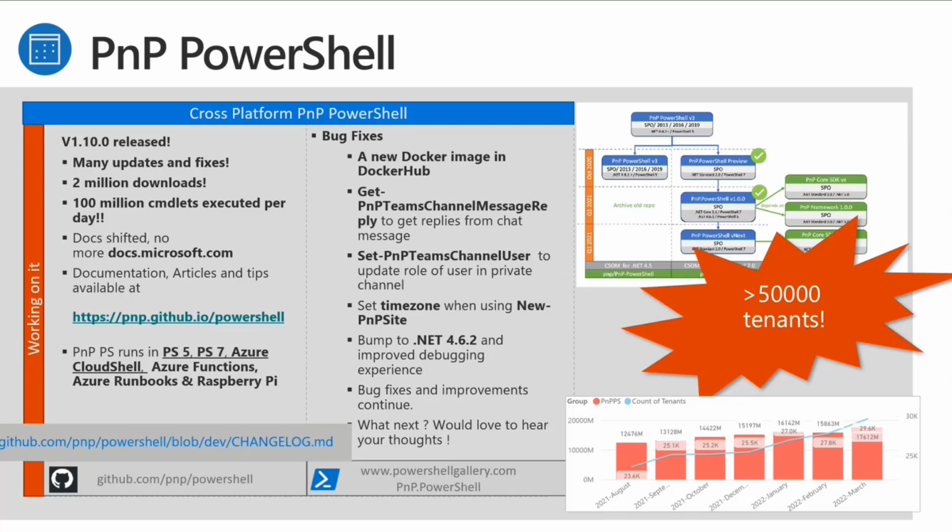Besides that, we added a bunch of new commands. One of them is the ability to get the replies from a particular chat message. So if there is a message in the Teams channel, you can specify the ID and get the replies from that particular channel message. If you are also using a private channel, you can also change the role of a particular user inside that private channel. So you can switch between a user who is the owner and member and vice versa.